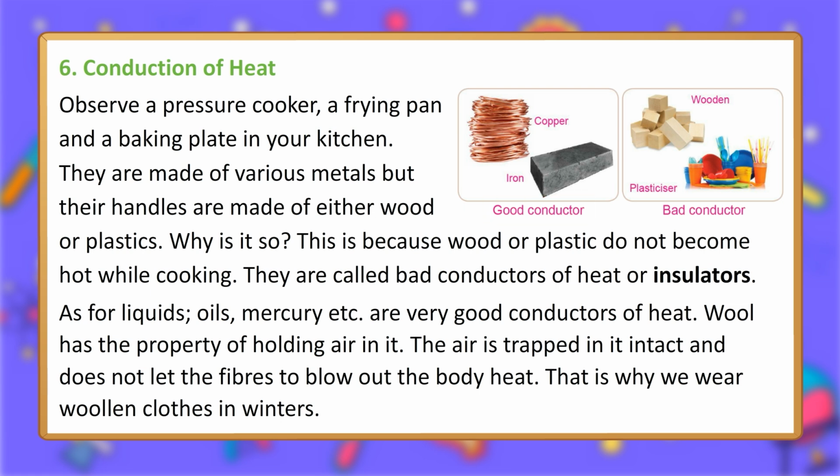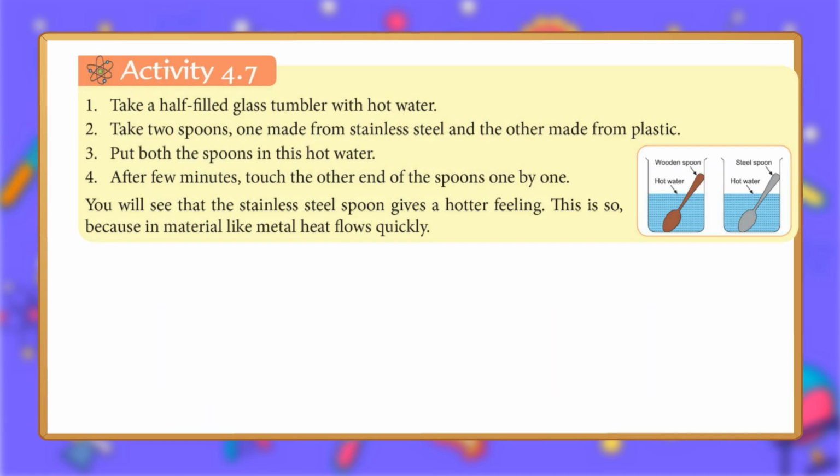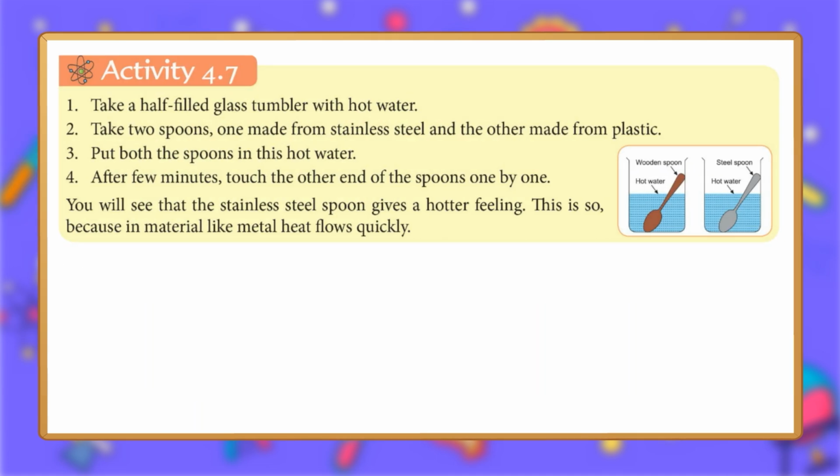Good conductor, bad conductor. Activity 4.7. 1. Take a half-filled glass tumbler with hot water. 2. Take 2 spoons, one made from stainless steel and the other made from plastic. 3. Put both the spoons in this hot water. 4. After a few minutes, touch the other end of the spoons one by one. You will see that the stainless steel spoon gives a hotter feeling. This is so because in a material like metal, heat flows quickly.